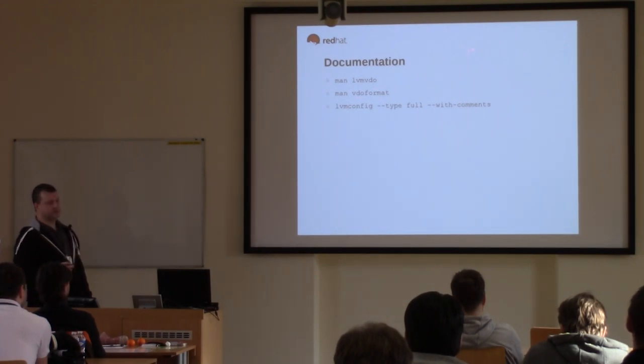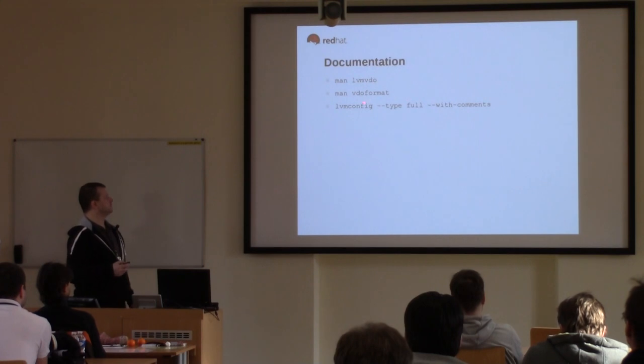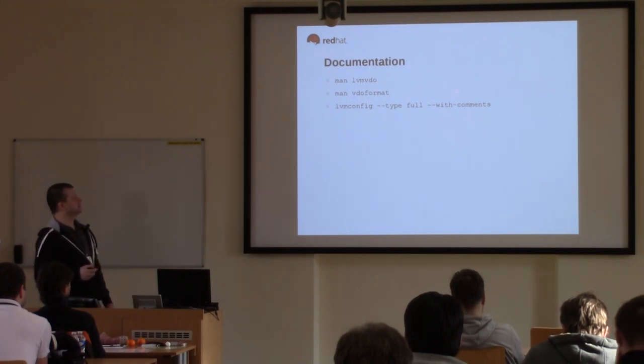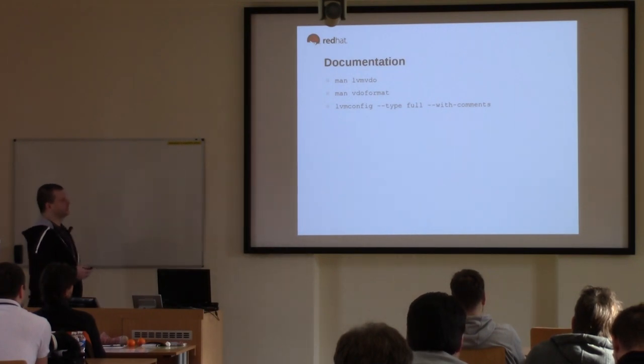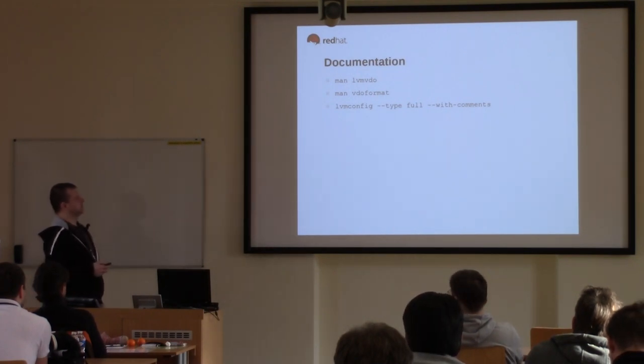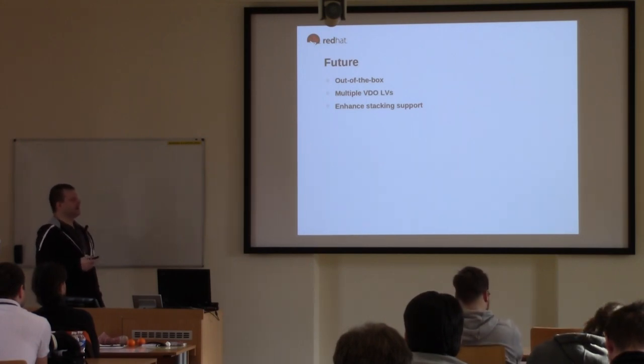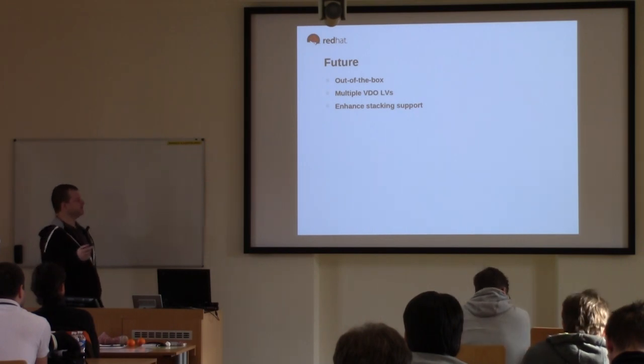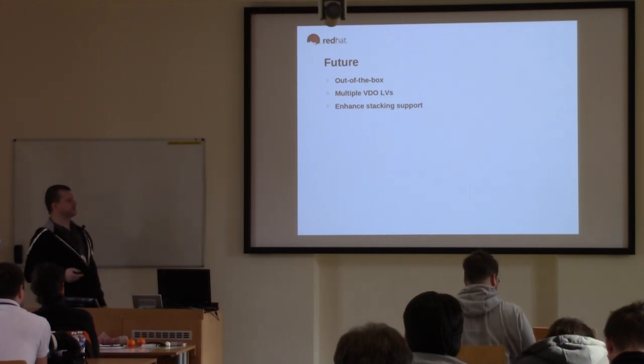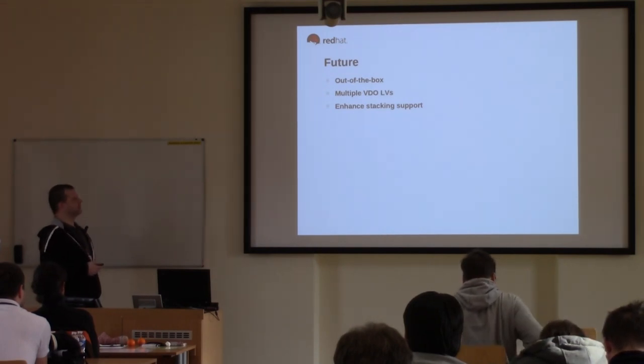Good explanation of all the VDO variables should also be found here. Or you can try this command, which will print out all the info about those configurables in LVM. Future: as you can see, it's hard to currently use it out of the box. You have to compile it yourself, you have to install it yourself, unless you use a RHEL distribution. So Fedora users do have to install that Copr repo, install the modules, install the tools, and compile LVM.